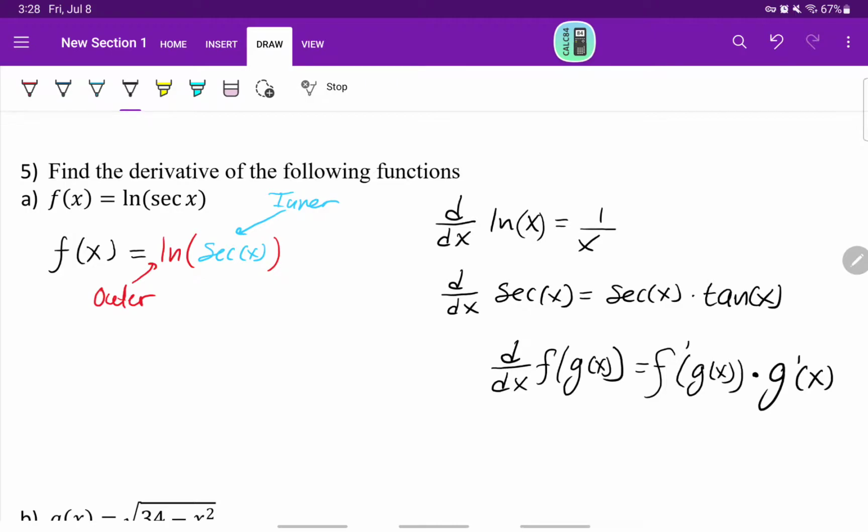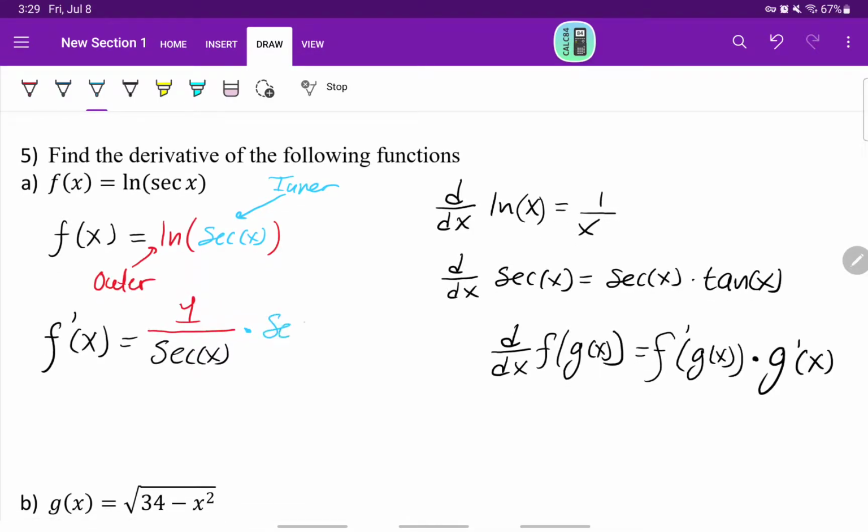So let's go ahead and find our derivative by following the same. F prime of x is equal to the derivative of the natural log function. It's 1 over x. But because I have a secant of x inside, that's going to be 1 over secant of x. Keep the inside function the same. Then times the derivative of the inner function. The derivative of secant of x is going to be secant of x times tangent of x.